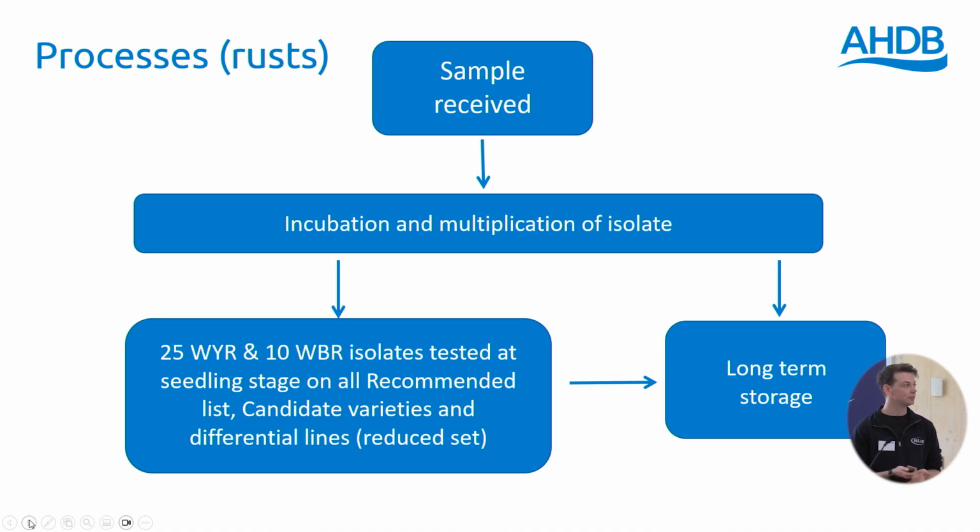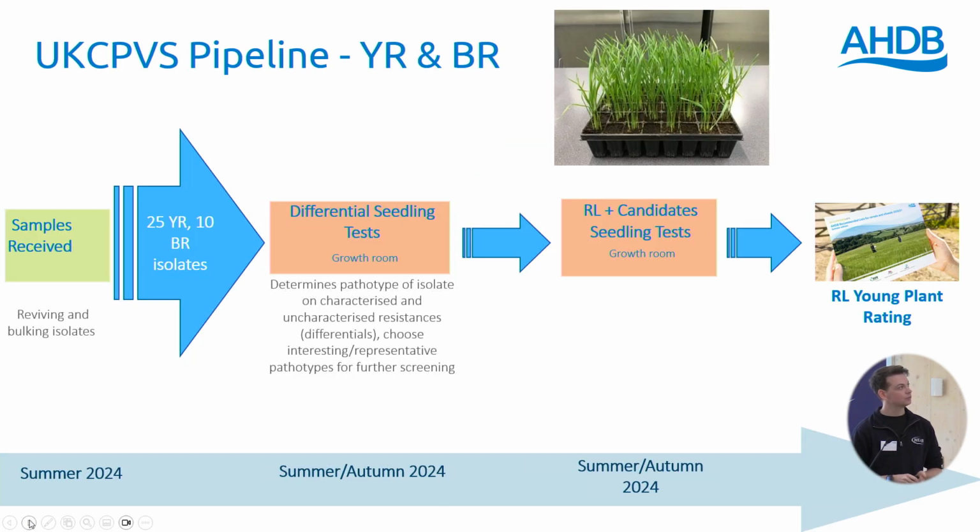And then from all the samples that we receive, we'll select 25 yellow rust and 10 brown rust isolates, and this is based on geographical location or the variety. So if you send us something that's got a rating of 9, we're definitely going to be interested in trying to test that one. These then get tested on the full set of recommended list and candidate varieties, as well as the differential lines. So this is sort of timeline of how we deal with it within the year.